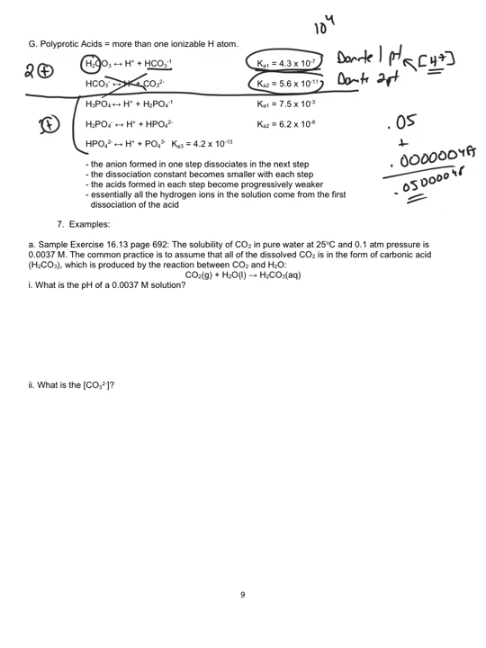So I'm going to go ahead and prove this to you with a mathematical problem. Here we said the solubility of CO2 in water provides a molarity of 0.0037 molar carbonic acid. The common practice assumes that all the dissolved CO2 forms carbonic acid, which is produced by the reaction between the two of them. What is the pH of a 0.0037 molar carbonic acid solution?